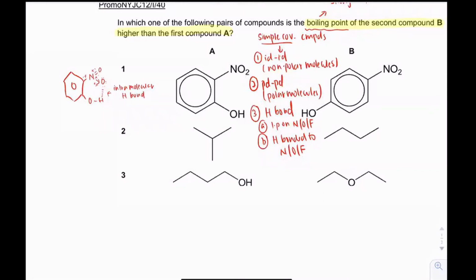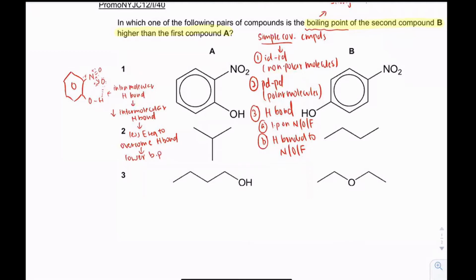So since it forms intramolecular hydrogen bond, it means that there will be less available lone pair and hydrogen for intermolecular hydrogen bond. So if there's less extensive intermolecular hydrogen bond, then there will be less energy required to overcome the hydrogen bonding. And therefore, there will be lower boiling point.